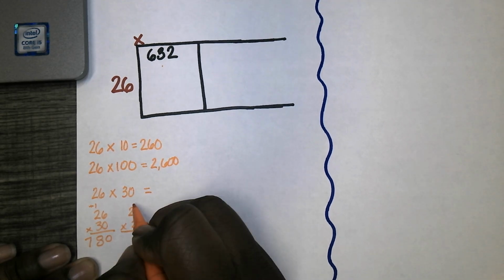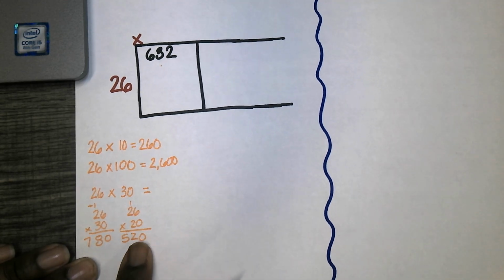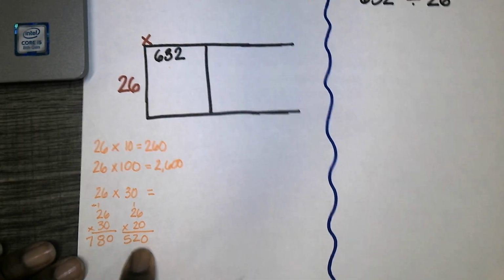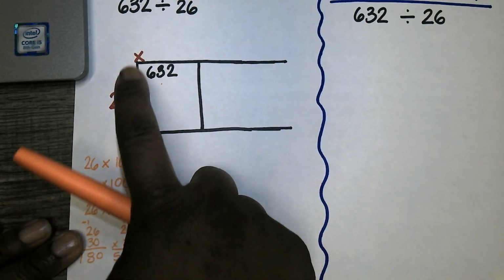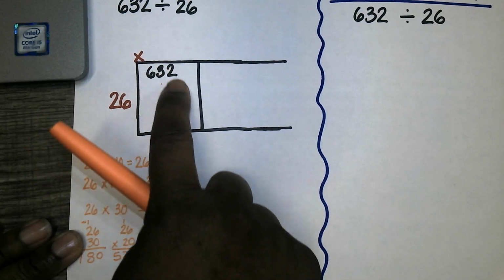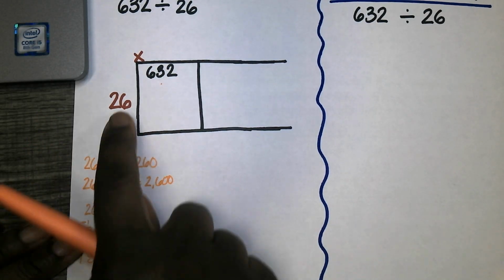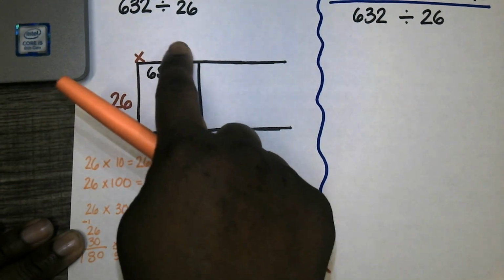That's 12, and that's 5. Okay, so that's less than that. That works. So I'd like to touch the numbers. 26 times what number gave me something close to that? So I'm going to plug in 26 times 20.